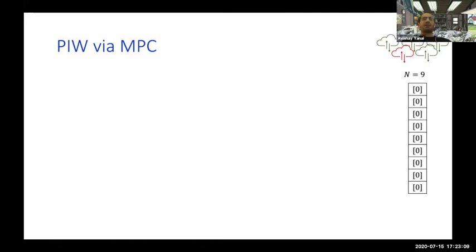So, private information write via MPC. How can we do this? Suppose the servers expect to serve 9 clients in one epoch. So they initiate a table of size 9, such that each entry has a sharing of 0. Now, for each entry, each server has a share of 0. We denote this table of secrets by global table, and the tables of shares that each server has by local tables. Now, in this example, the client has a message with the value 13, and it chooses to write it to the table index number 7.